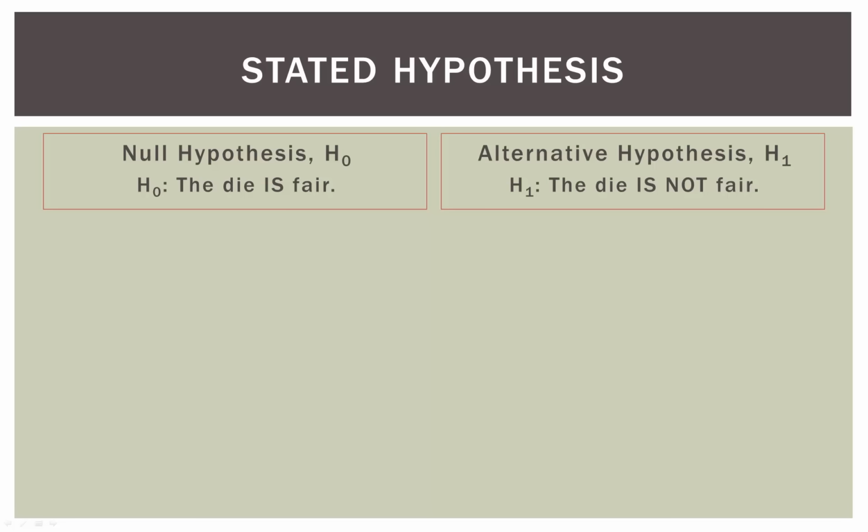Then we have our alternative hypothesis, which is denoted by H sub 1. And our alternative hypothesis is that the die is not fair. Okay, so we have the null that says the die is fair. We have the alternative that says the die is not fair. Pretty straightforward.